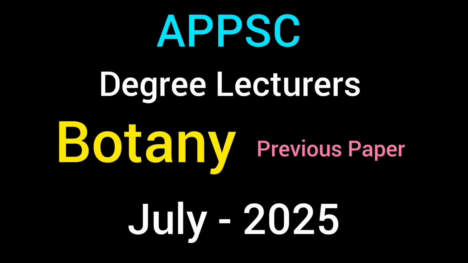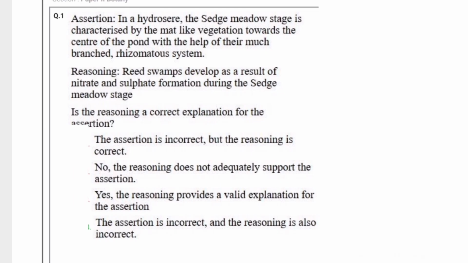In this video, I am going to give you the degree lecturers botany previous paper. The test was conducted during the month of July 2025. Okay, so let's see the questions one by one. The first question is assertion and reasoning type.